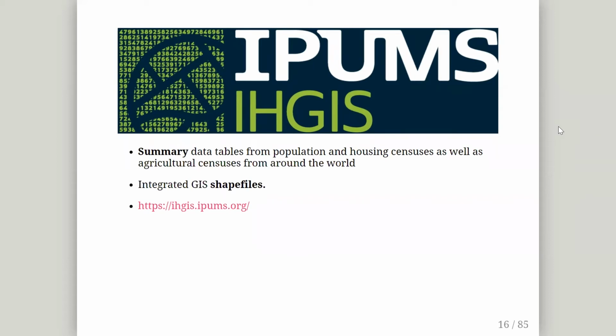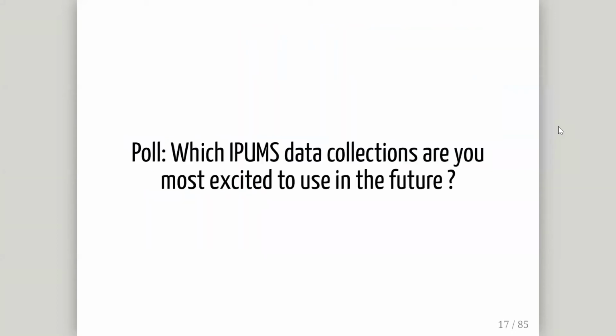So that was a bit of a whirlwind presentation of some of the data we have here. And we're now wondering, of all of these, which you're most excited to start using in the future. So I think we should have another poll on the screen now. Great. So which, again, of the IPUMS data collections, which ones are you most excited to use? Even if maybe you didn't know about it before, what kind of data are you excited to start working with? Hopefully with ipumsr.